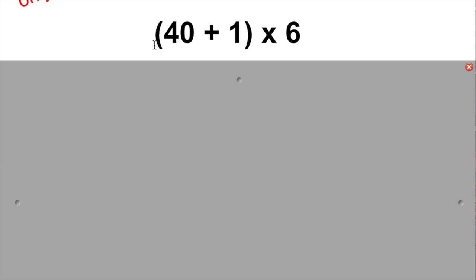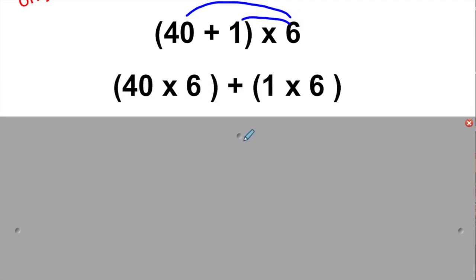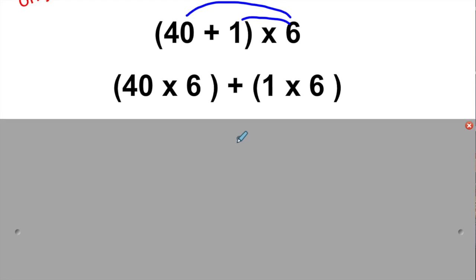We're taking that in expanded form and multiplying 41 times 6. After that step, the next step is to distribute the 6 to the 40, distribute the 6 to the 1. And you will see I did that by going 40 times 6, 1 times 6. It is still the same problem as 41 times 6. Now we solve for each section.